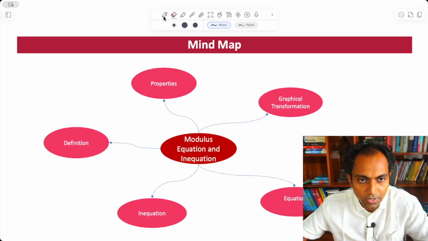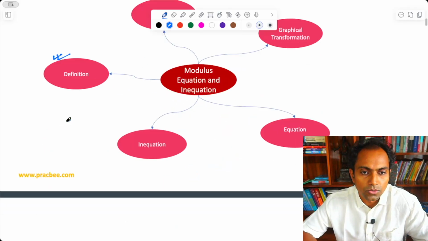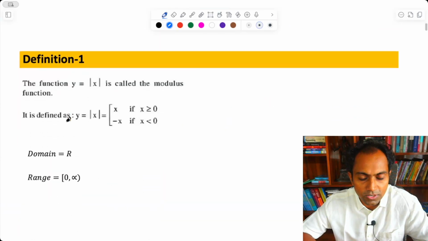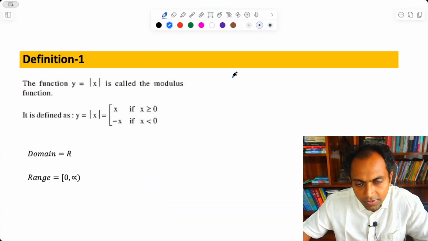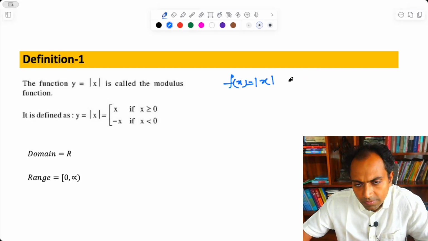First, we are going to start with the definition. So the definition of a modulus function is, if you have a function f(x) is equal to modulus of f(x). So this is the sign. These two bars are basically the sign of modulus. It fundamentally means that this will be equal to x when x is greater than or equal to 0. It would be equal to minus x when x is smaller than 0.